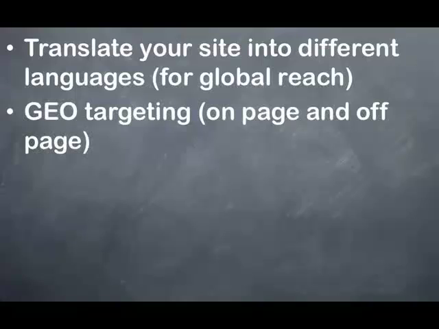Geo-targeting is done via on-page and off-page of the site. On the on-page, you can pop a little bit of code in there, and you can do a search for this in Google, which will tell Google the geographical location of the site. And the purpose of that is to basically tell them where your business is located.